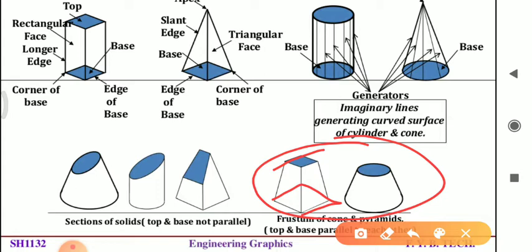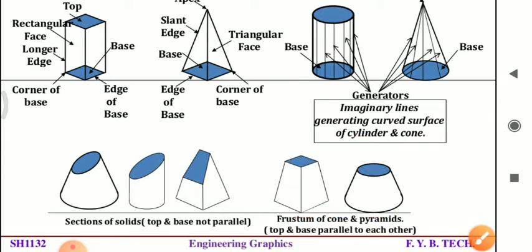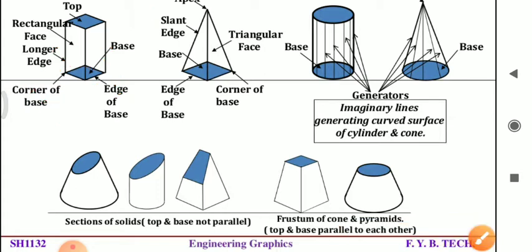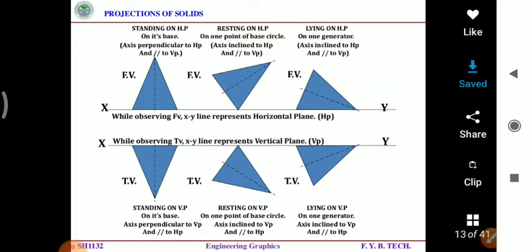Frustums of solids: frustum of cone, frustum of pyramid. A frustum of a prism will not come, because if you cut a prism parallel to the base anywhere, it looks the same shape. The shape will not change. If I cut the square prism halfway, parallel to the base, it looks the same. That's why we do not cut prisms. Only cones and pyramids. This is a frustum of a cone and pyramid, with top and base parallel to each other.